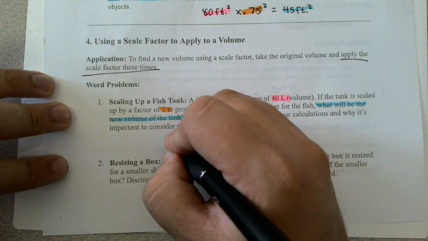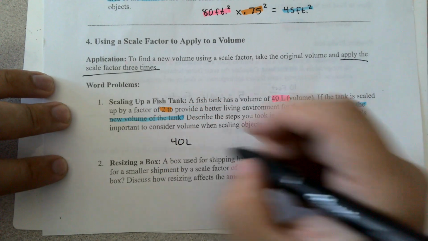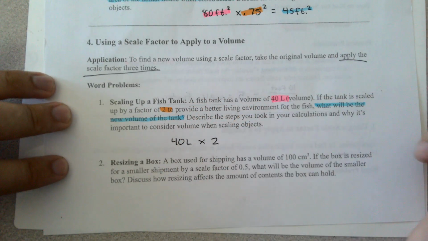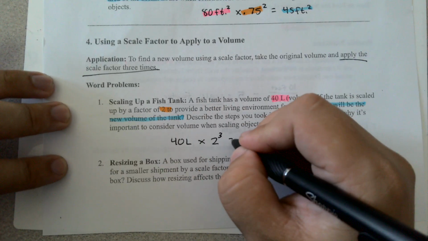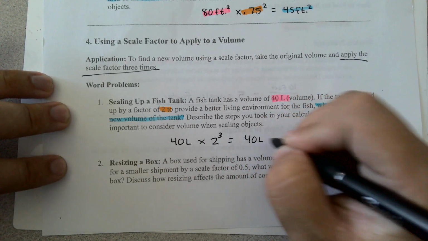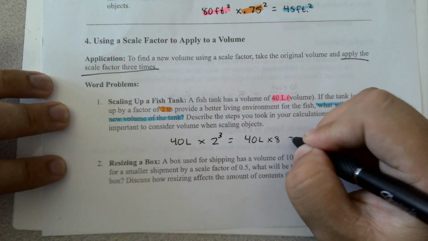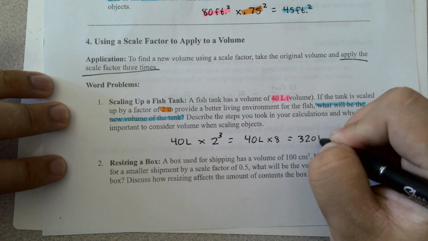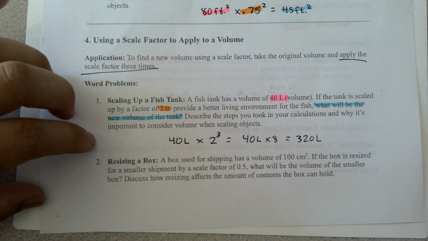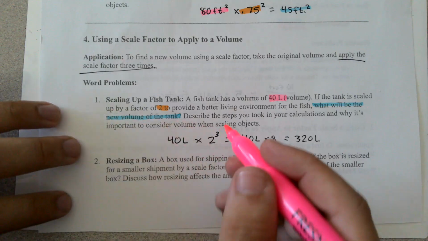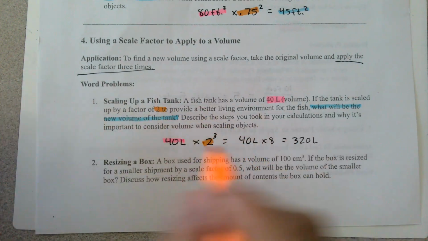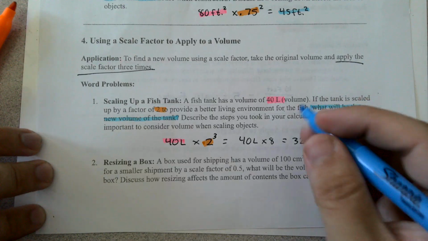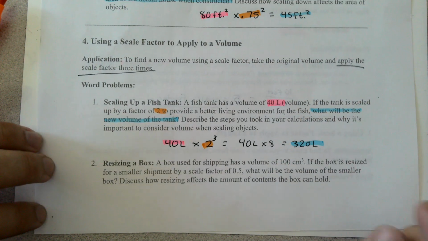So 40 liters times the scale factor 3 times. This will be 40 liters times 8, which is 320 liters. Our new tank will be 320 liters. So pre-image times scale factor equals image.